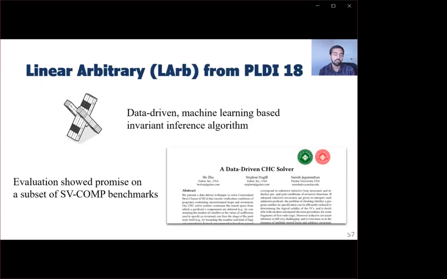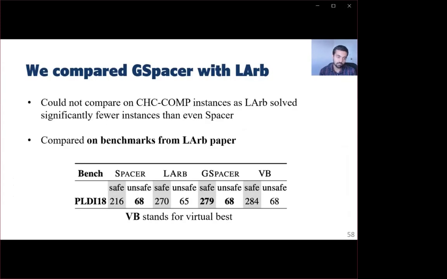The second part of our evaluation compares GSpacer with LinearArbitrary. This is a data-driven, machine learning-based invariant inference algorithm presented at PLDI 18. And it stood out because its evaluation showed that it outperformed spacer on a curated subset of benchmark instances from SV-COMP. We tried to compare GSpacer with LinearArbitrary, but could not compare it on the CHC competition instances because LinearArbitrary was pretty poor. In fact, it was much poorer than spacer on those instances.